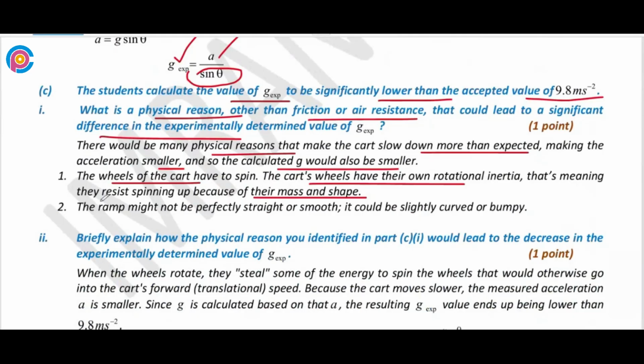Another reason might be that the ramp might not be straight or smooth; it could be slightly curved or bumpy. That's also a reason for the cart's motion slowing down. So the acceleration would be less than the expected value.